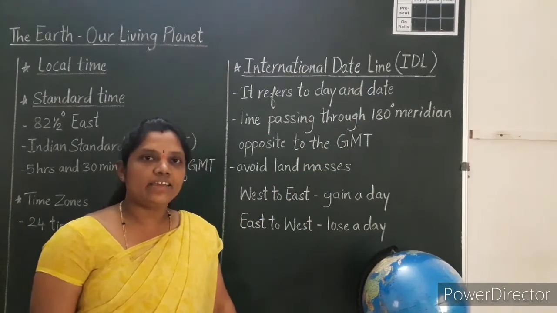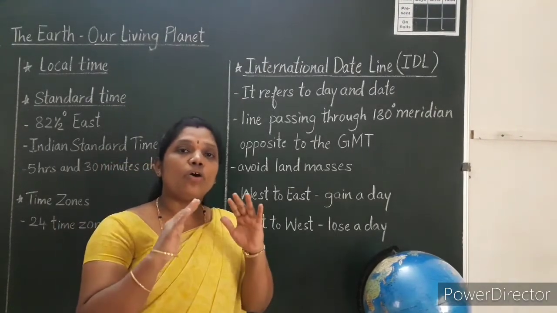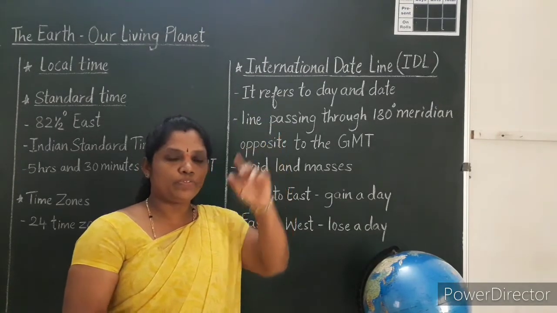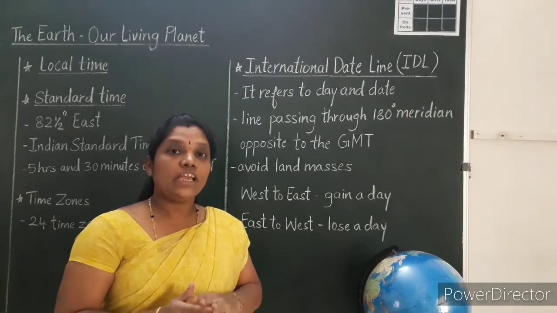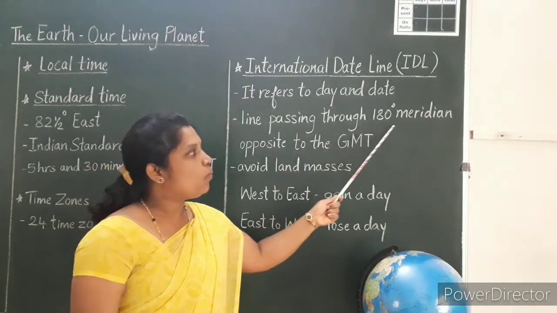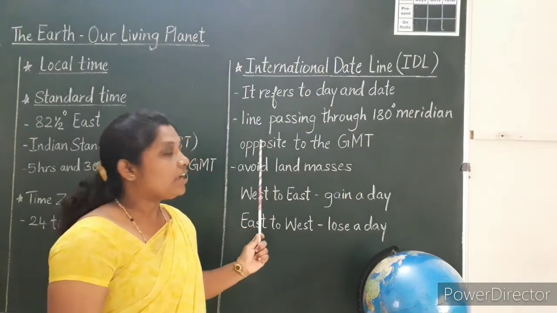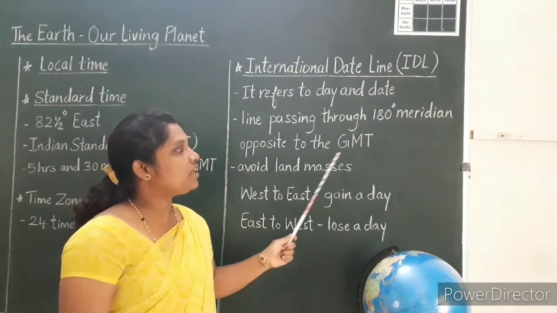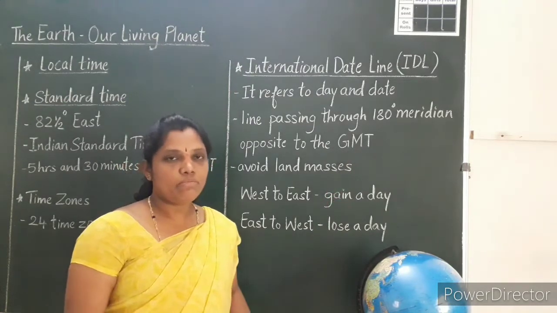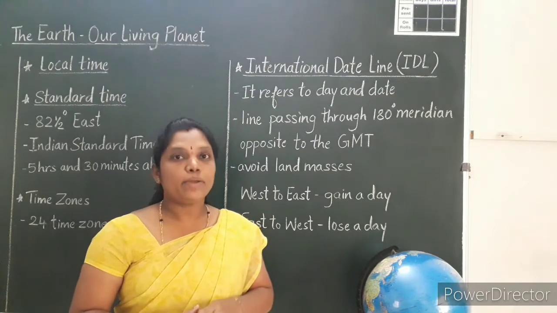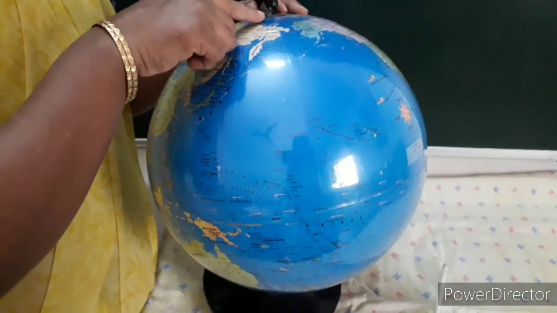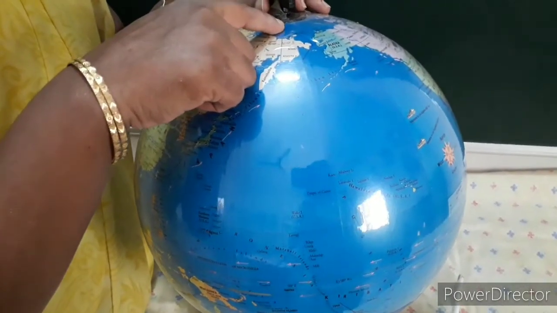The international date line is an imaginary line on the earth's surface from north pole to south pole. It is the line passing through the 180 degree meridian, diametrically opposite to the GMT. GMT means Greenwich Mean Time. The international date line passes through the middle of the Pacific Ocean. See children, here is the international date line.